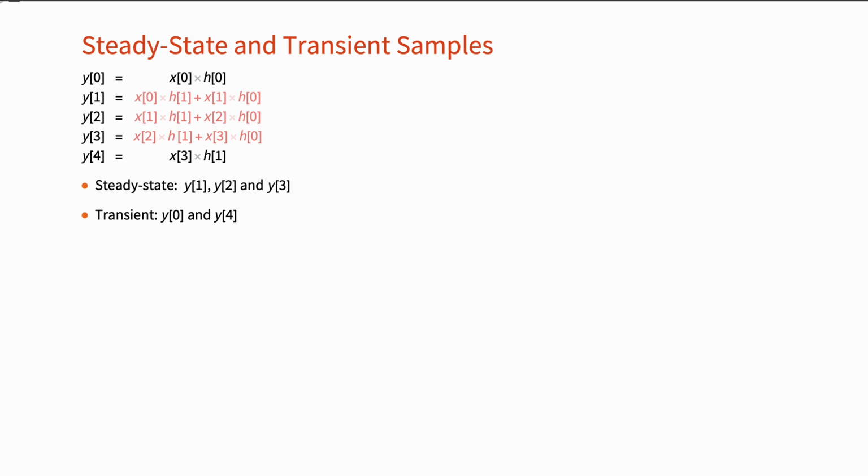If we denote the length of the two sequences x[n] and h[n] by Lx and Lh, the number of steady state values will be this value shown here, and the number of transient samples will be Lh minus 1 at the beginning and at the end, making the total number of non-zero samples Lx plus Lh minus 1.